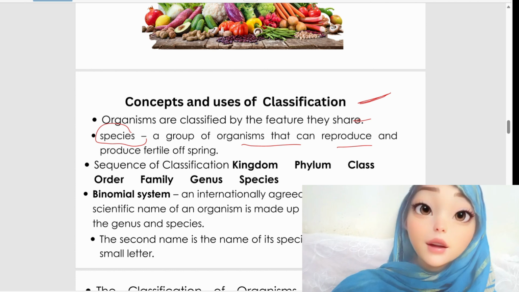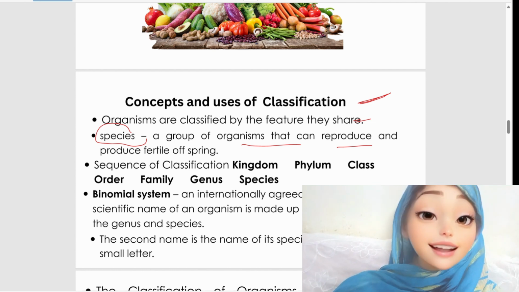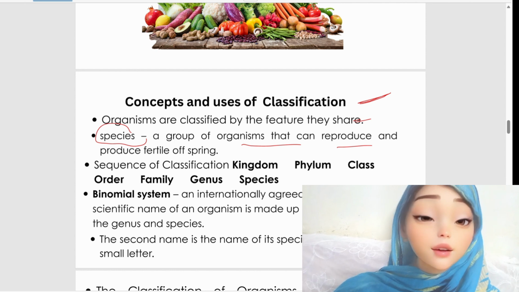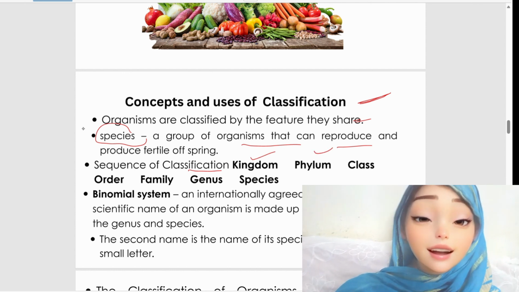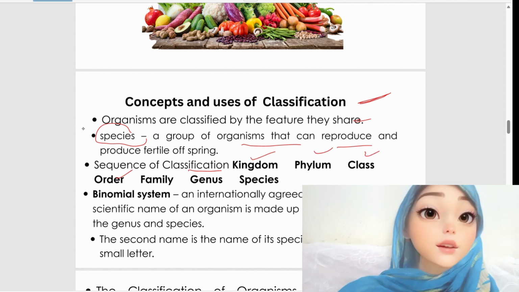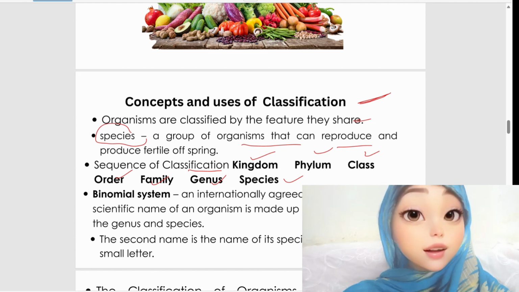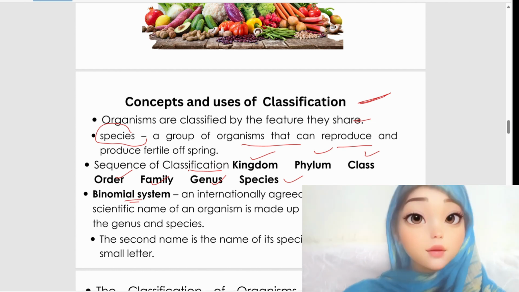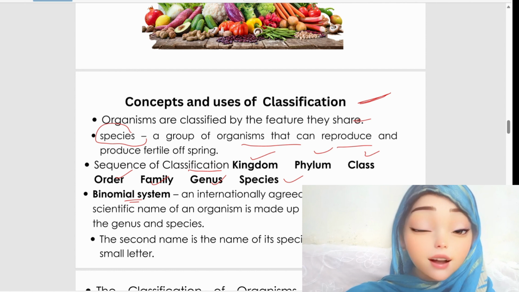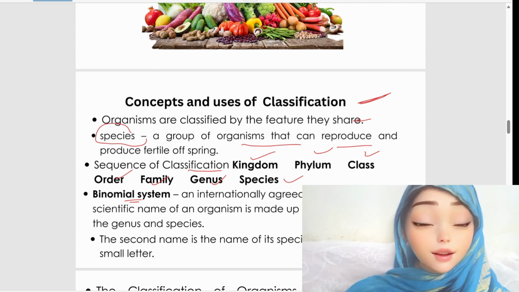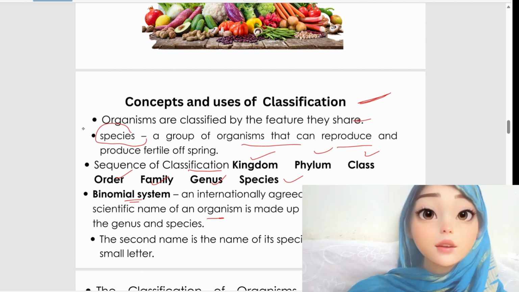Now let's move on to the sequence of classification. So firstly, here is kingdom, phylum, class, order, family, genus, and lastly species. Next here is the binomial system. So the binomial system is an international system in which the scientific name of an organism is made up of two parts, showing the genus and the species.